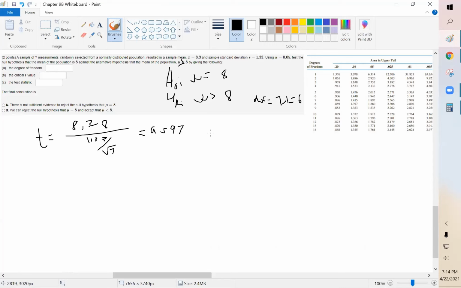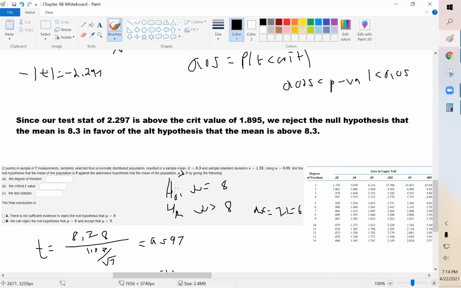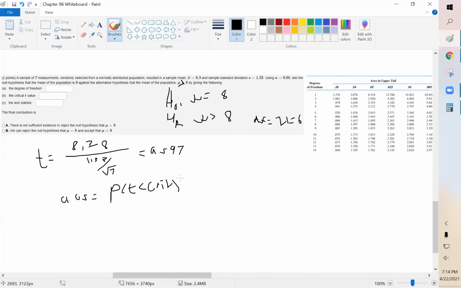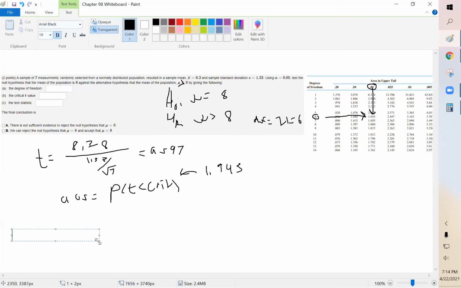You can already tell we're not going to be rejecting this one. So now we need our critical value. Since this is one-tailed, we should have 0.05 equal to P(T less than critical). So in this case, for this critical value, we have 6 degrees of freedom, and our alpha is 0.05. So our critical value is 1.943.